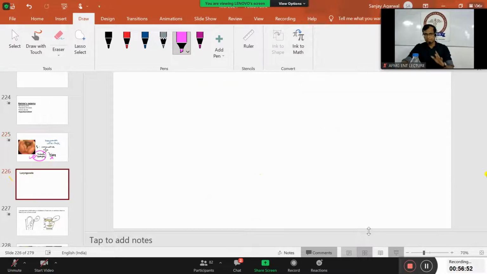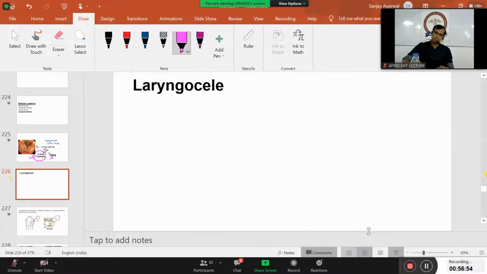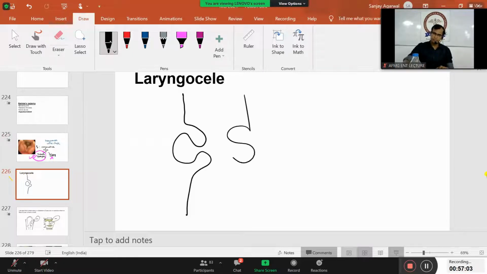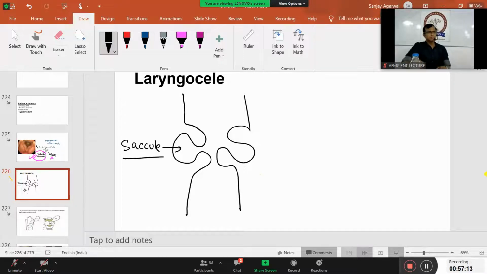Next, laryngocele. We draw the larynx like this. What is this? Saccule. This is the saccule. Am I right? Sometimes what happens, due to excess collection of air and fluid, these saccules balloon.